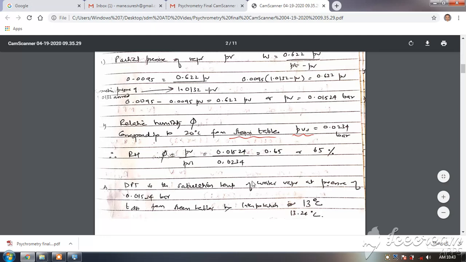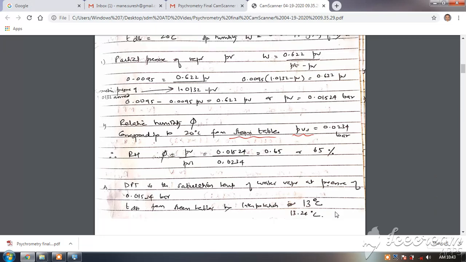The dew point temperature is the saturation temperature of water vapor at a pressure of 0.01524 bar. From the steam tables by interpolation it is 13 degrees. So here you have to do interpolation, because for all readings you will not get the direct temperature. In my next talk I will discuss interpolation so that you can get the exact value.